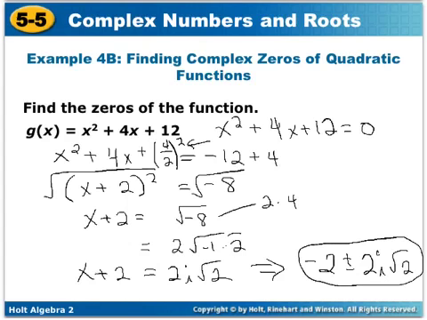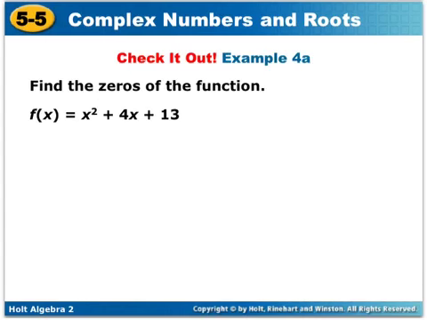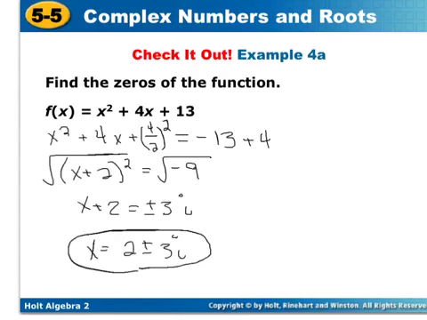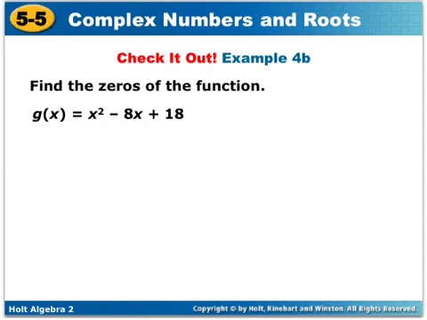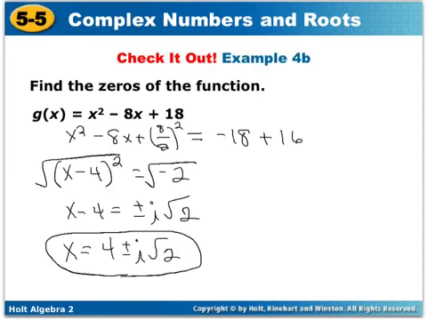Okay, that was a little tricky. So look it over and make sure you understand all the steps. Okay, why don't you try this one? Push pause. Okay, there you go. We completed the square, had a negative 9 on the right side of the equal sign, but it worked out. Try another one on your own. Push pause. Okay, there you go.